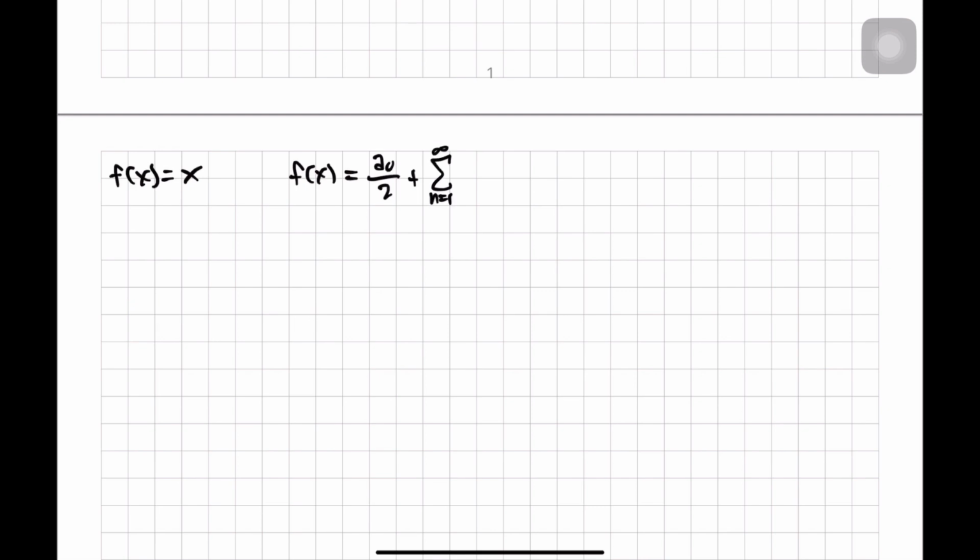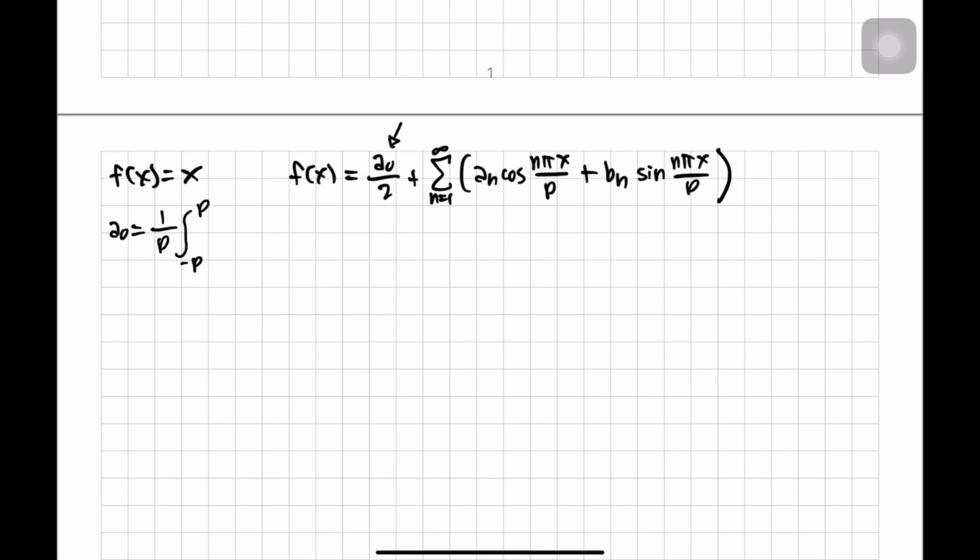The sum from n equals 1 to infinity of a sub n cosine n pi x over p plus b sub n sine n pi x over p. So that's the formula. We need to find first the a sub 0. The a sub 0, as we all know, is 1 over p, the definite integral with boundaries of negative p to p of f of x dx.